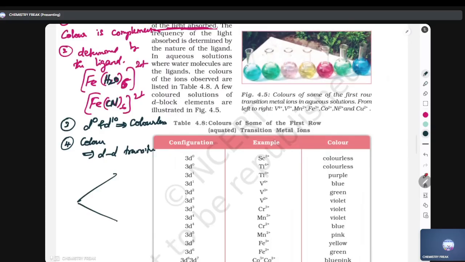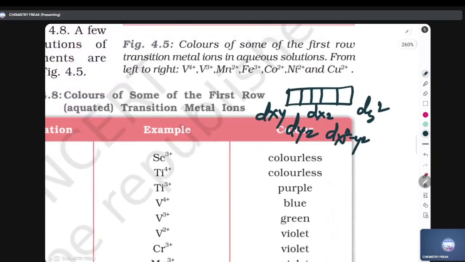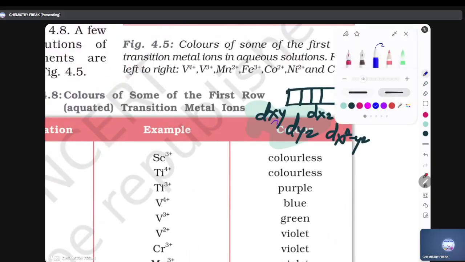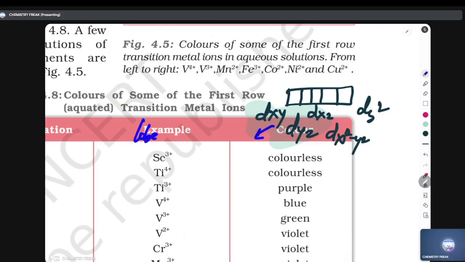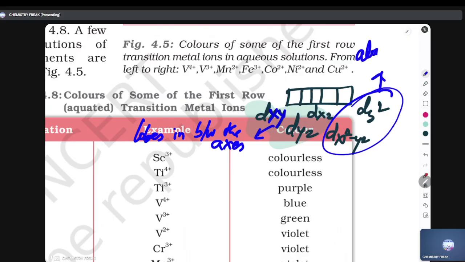You know, there are five d orbitals. What are the names of the five d orbitals? They are dxy, dyz, dxz, dx square minus y square, dz square. You know this, right? And what is the specialty of these three? Sir, I know from 11th standard itself, these three orbitals have their lobes in between the axes. X axis க்கும் y axis க்கும் நடுவுல lobe இருக்கும். Whereas these two have lobes along the axis, அச்சு மேலேயே lobes இருக்கும்.